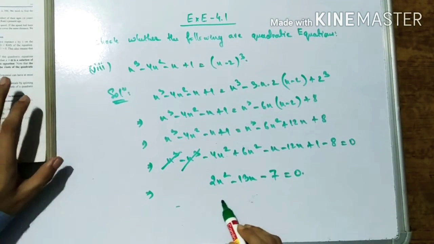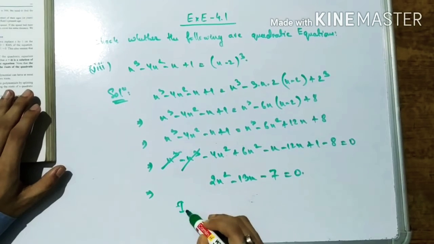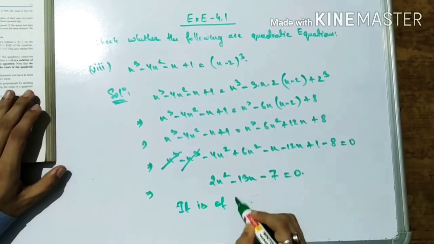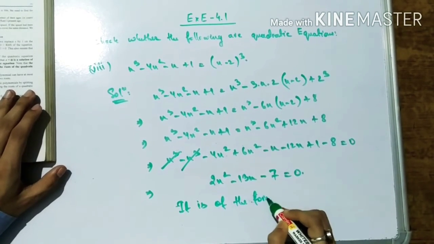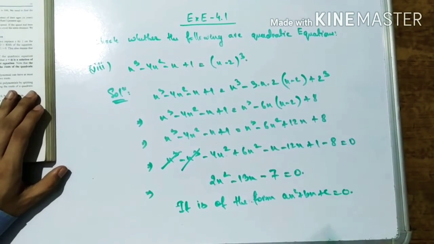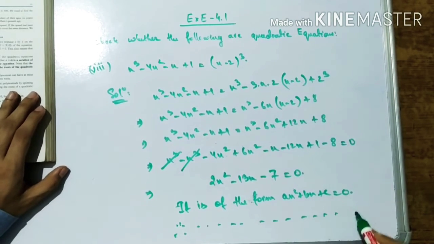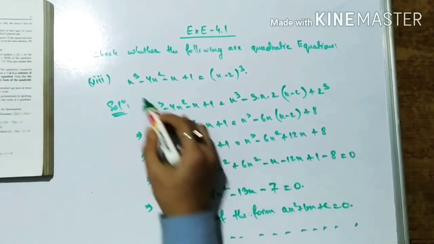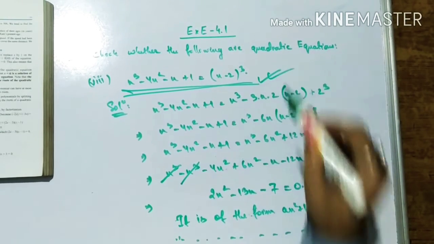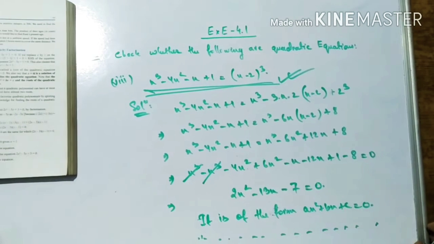It is of the form ax square plus bx plus c is equal to 0. Therefore the given equation is a quadratic equation. Understand, the given equation is a quadratic equation. Okay, I hope you have understood. Next I will go to type 2.